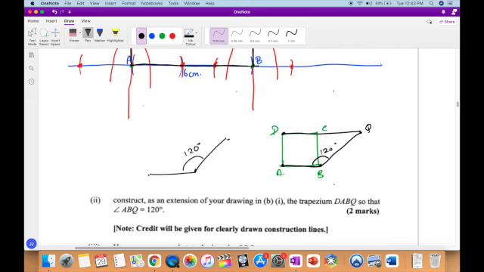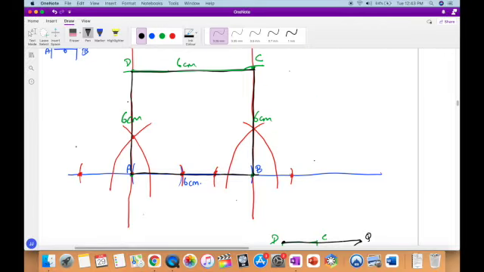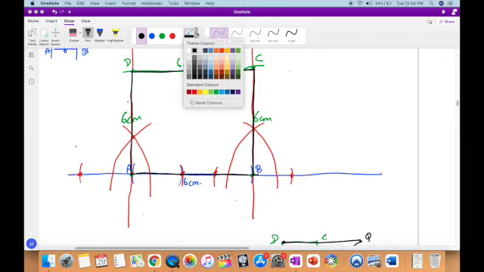And how do we do that? We actually construct this 60-degree angle over here, and that will give us the 120 degrees on the other side, the supplementary angle. So we are actually going to construct a 60-degree angle from the point B, and I'll try to use a different color this time.